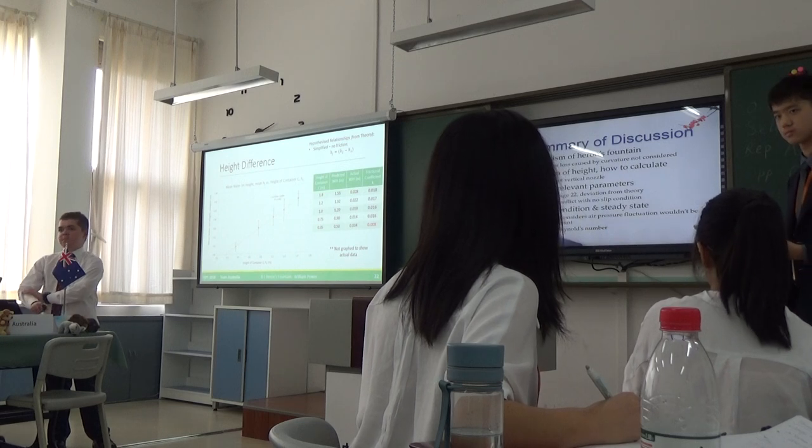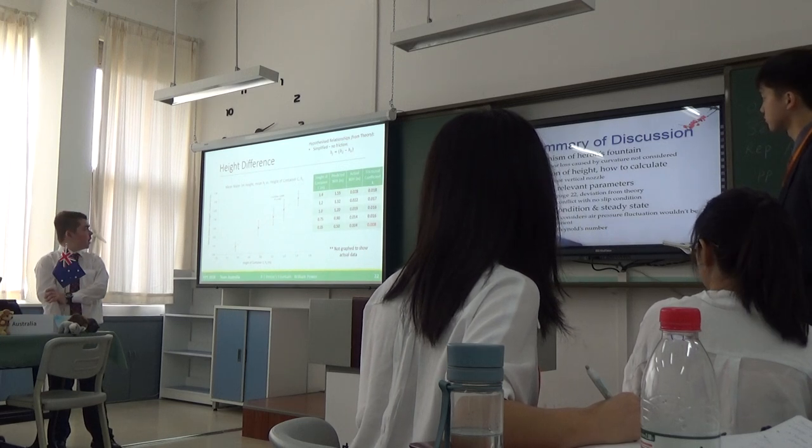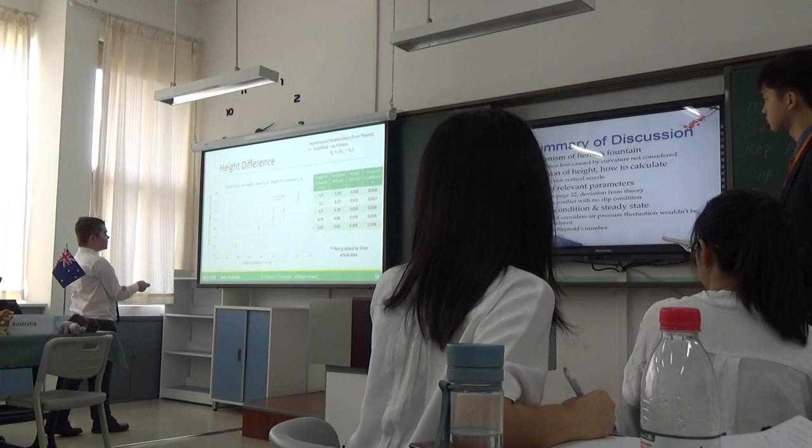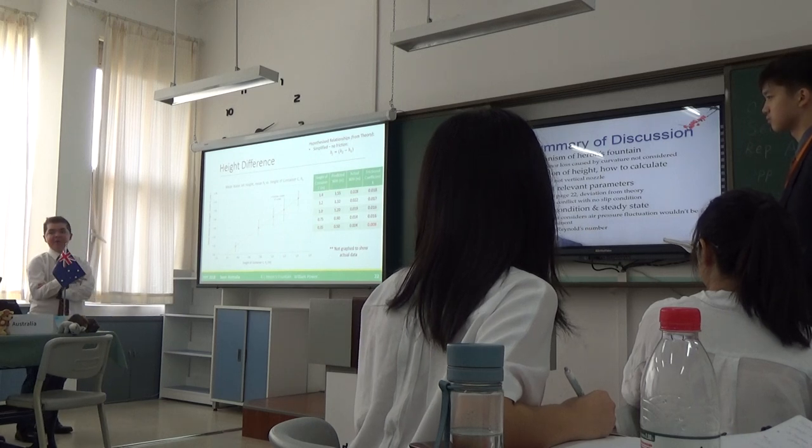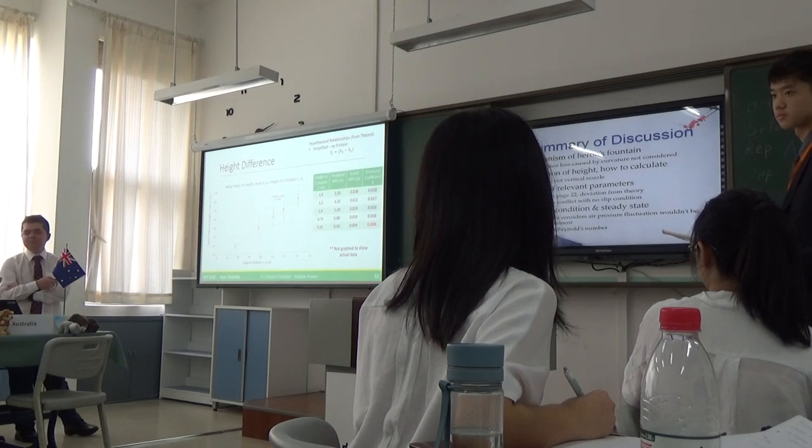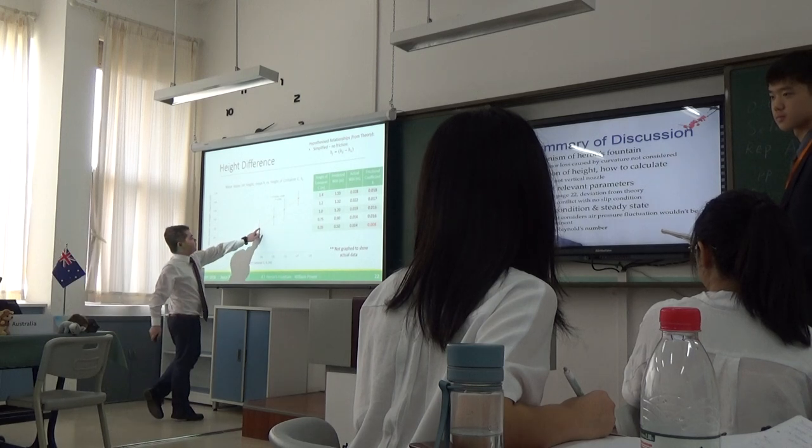About this graph, do you have errors for the x value? The x value errors are very small because that was the height of the container, so it was measured very accurately. Okay. So then you can see that they're very small. Okay, thank you.